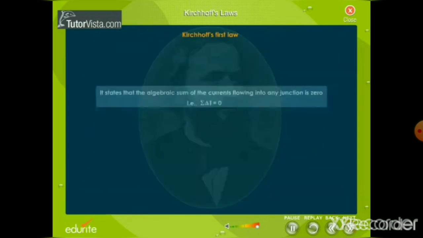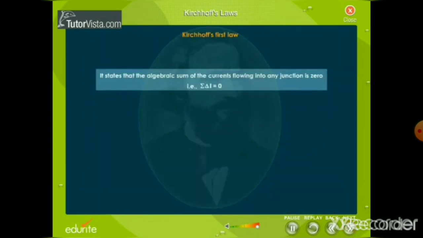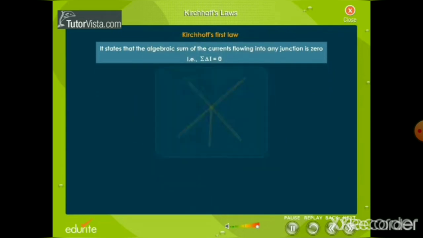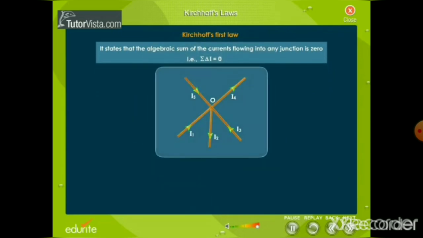Kirchhoff's first law. It states that the algebraic sum of the currents flowing into any junction is 0. That is, sigma delta I is equal to 0. Consider a circuit having 5 current elements meeting at a point O with currents I1, I2, I3, I4 and I5. To take their algebraic sum, we assume the sign convention. The current flowing towards the junction is considered as positive. The current flowing away from the junction is considered as negative.